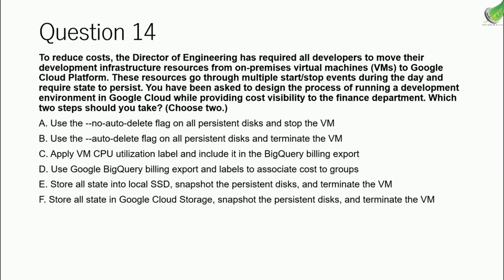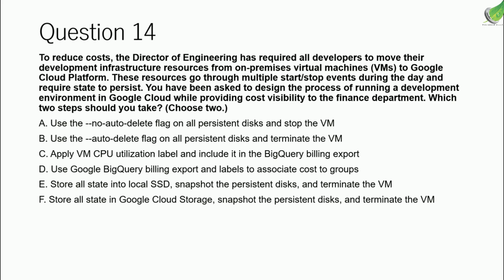The key here is to stop the VM, not terminate it. When you stop a VM, you stop paying for the most expensive parts, the vCPU and RAM. You only continue to pay for the persistent disk storage. This is the ideal way to save money on development machines that don't need to run 24/7. The No Auto Delete flag is also critical, as it ensures the persistent disk holding all the work isn't deleted, even if the VM instance itself is accidentally deleted. So this is a correct answer.